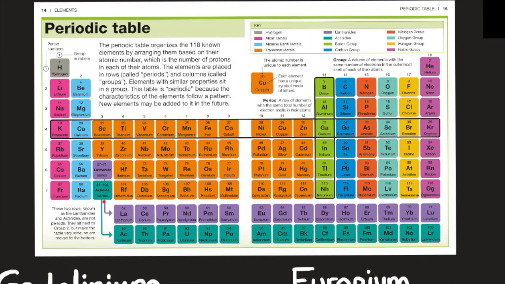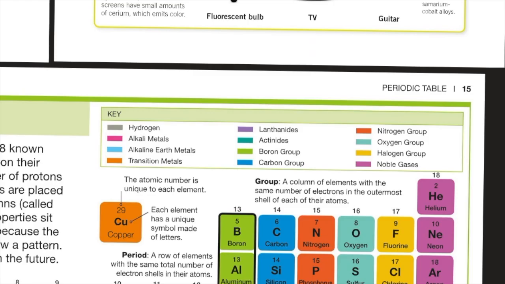So here are the lanthanides and actinides. Here's lanthanum and actinium, which is why they're named lanthanides and actinides, and are the ones in front of the whole region right here. So here we have the key: hydrogen, alkali metals, alkaline earth metals, transition metals, lanthanides, actinides, the boron group, the carbon group, the nitrogen group, the oxygen group, the halogen group, and the noble gases.